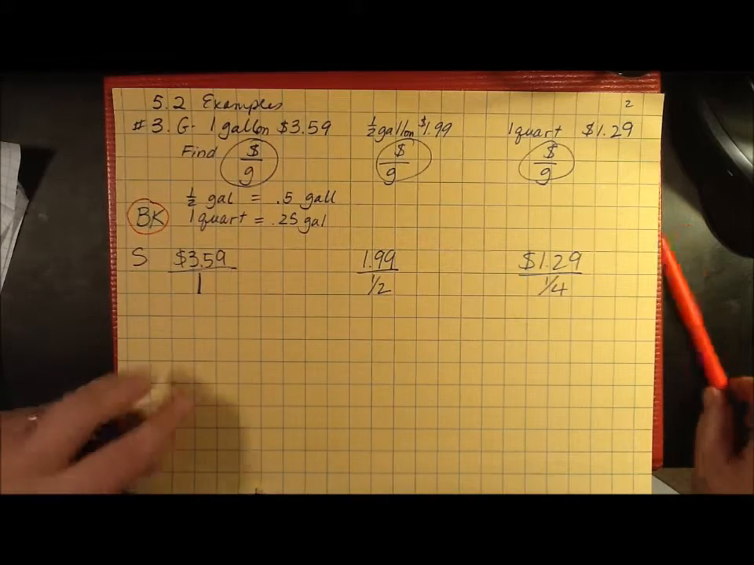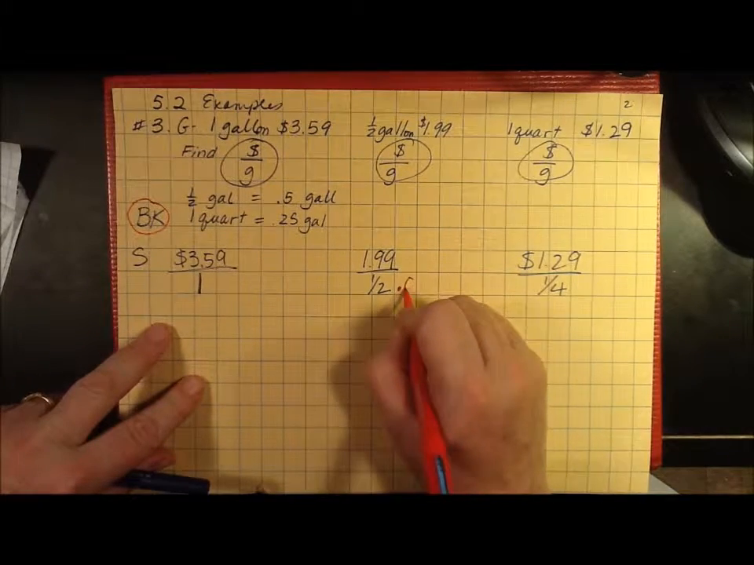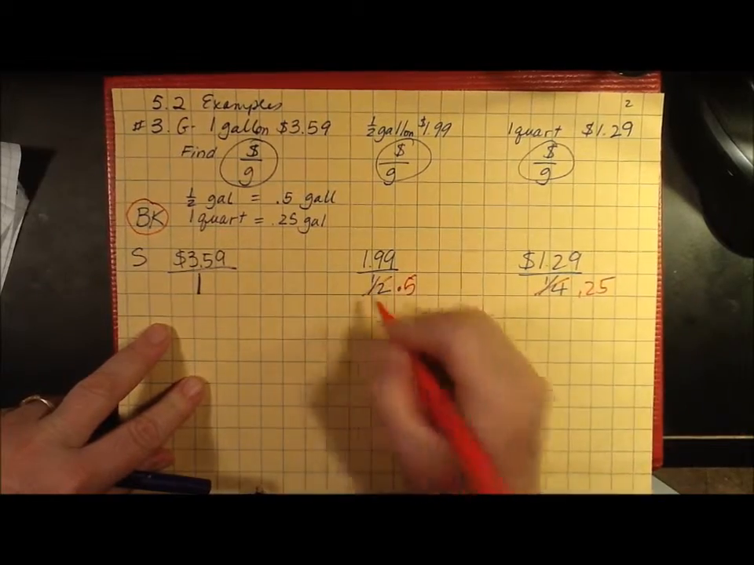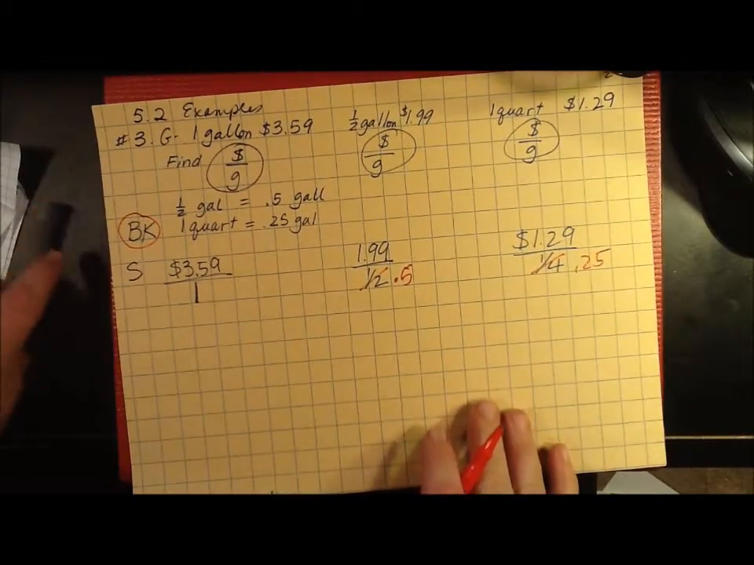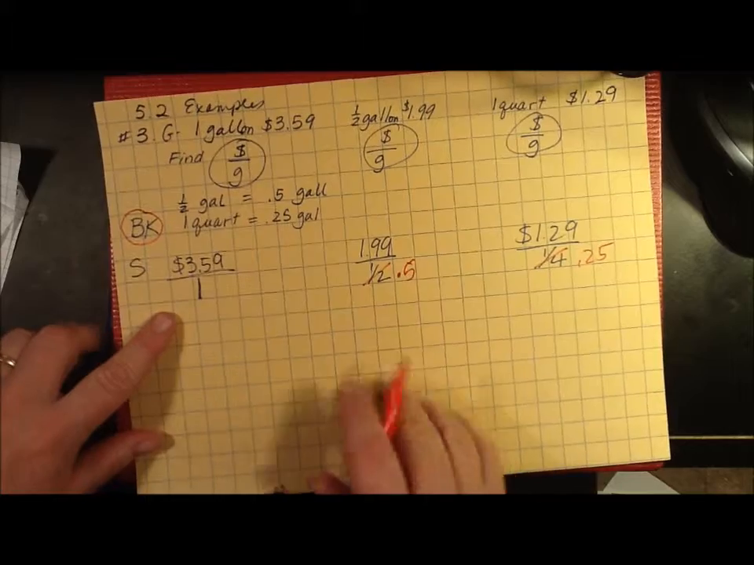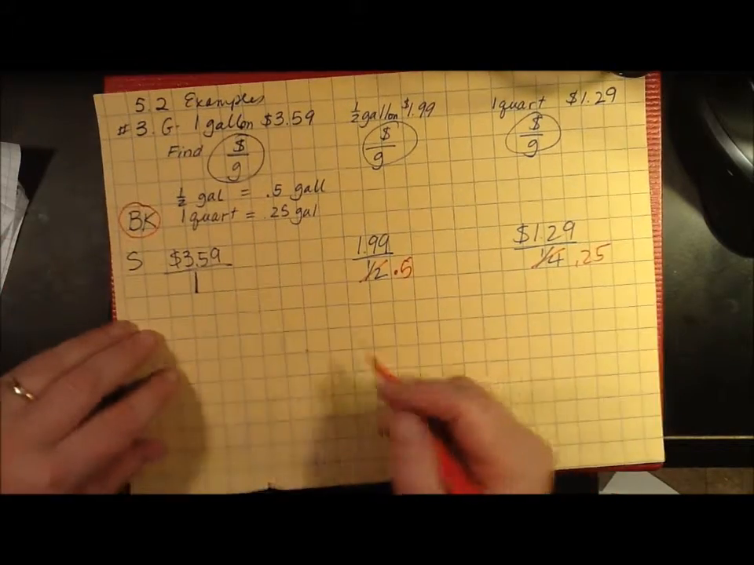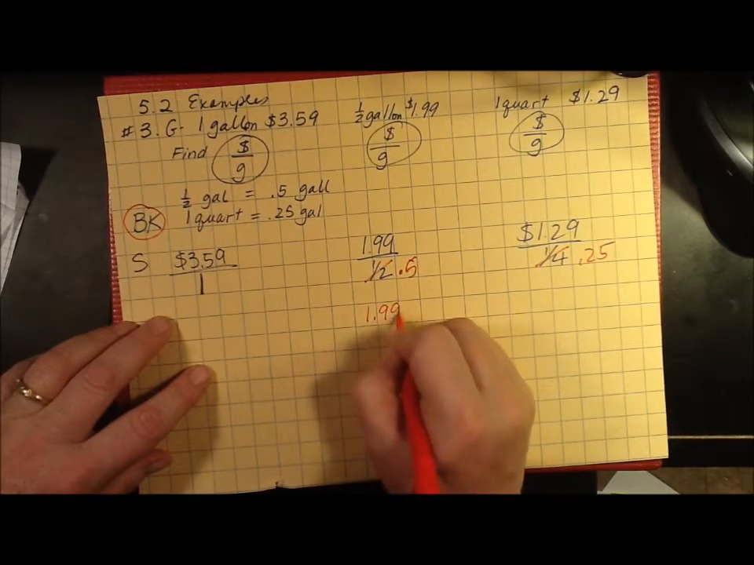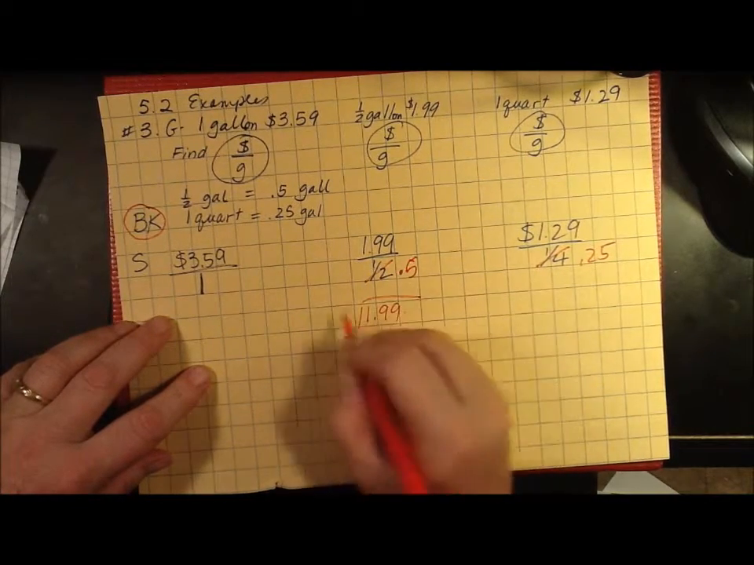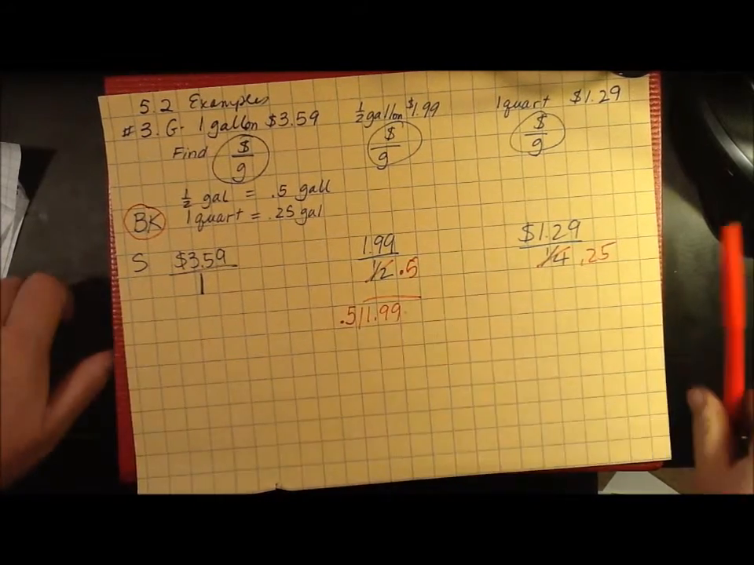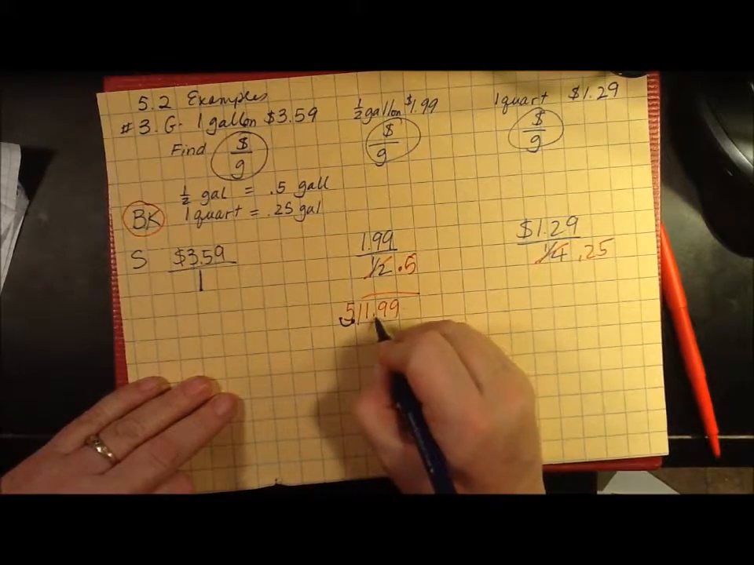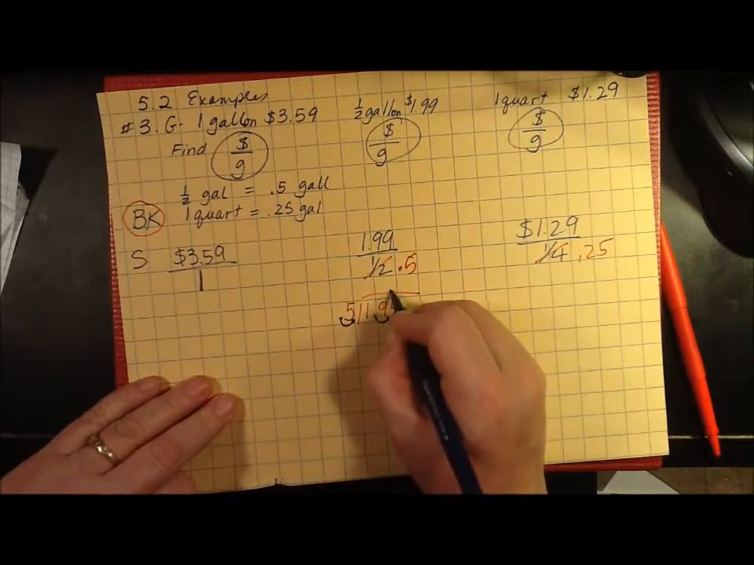Now you can do that as a decimal and make it 0.5 and 0.25. That makes dividing a lot easier. You can also think of, and the book tells you to divide it, so let's just do that. So 1.99, the one on top goes inside, divided by 0.5. I'm going to move this decimal point one place and therefore move this decimal point one place.